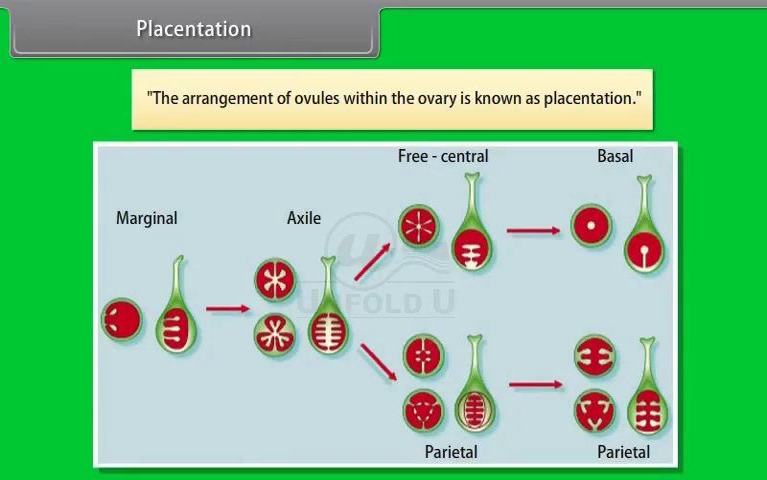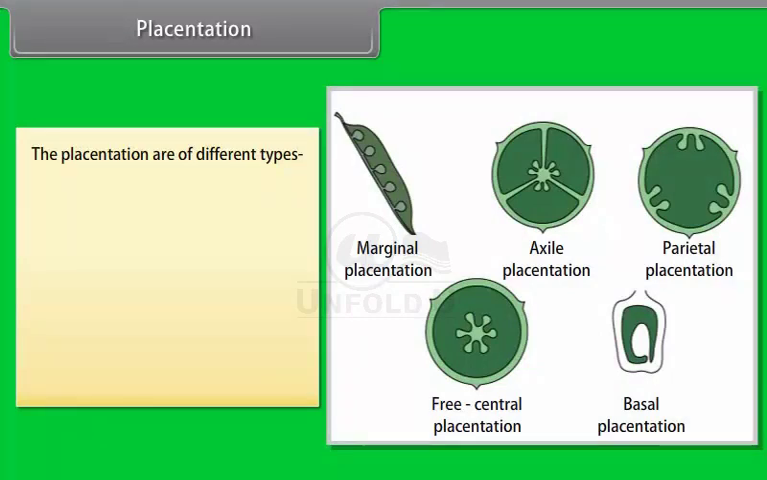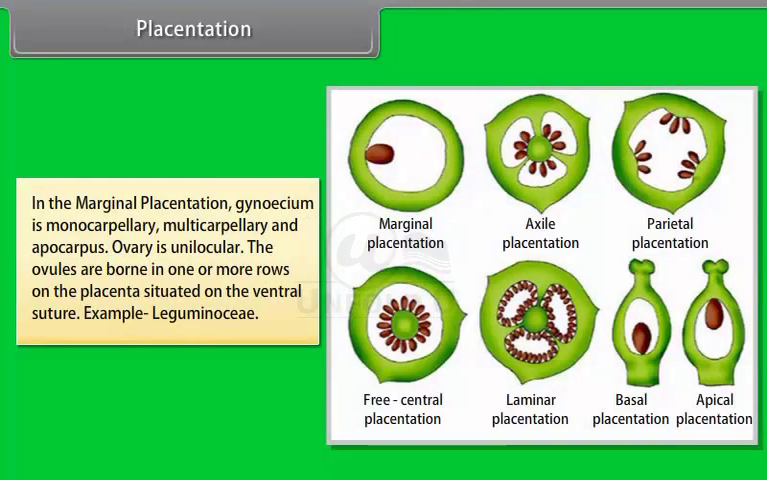Placentation. The arrangement of ovules within the ovary is known as placentation. The placentation are of different types: marginal, axile, parietal, basal, central, free central, superficial. In the marginal placentation, gynoecium is monocarpellary and apocarpous. Ovary is unilocular. The ovules are borne in one or more rows on the placenta situated on the ventral suture.